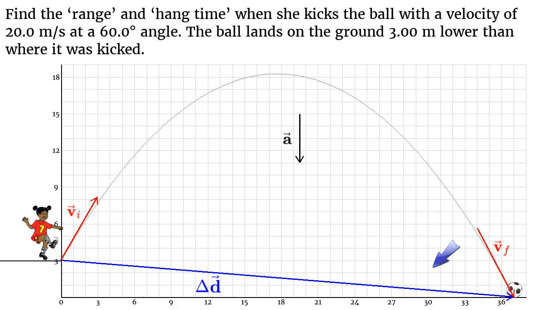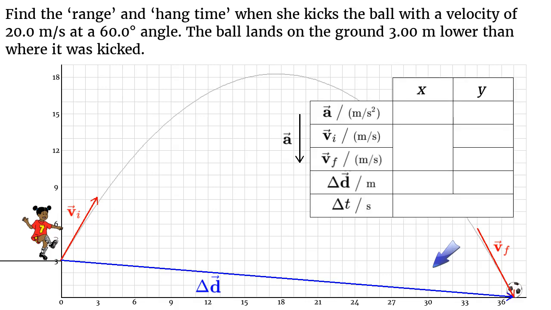I'm going to label my 5 variables. So I've got my 4 vectors, acceleration, initial and final velocity, and displacement. And I've got the time, which is not a vector, it's just a scalar. But this time I'm going to have 2 additional columns. I'm going to label them x and y because I have to include both x and y components.